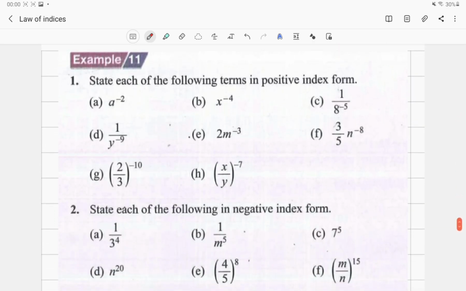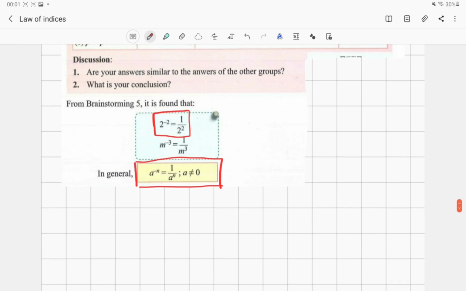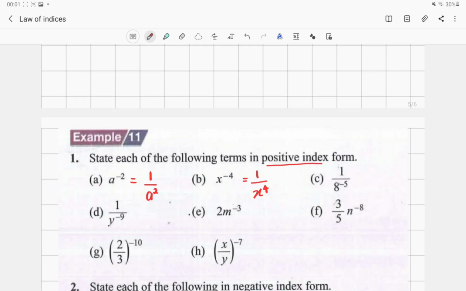Now look at this example 11. State each of the following terms in positive index. So how to write it in positive index? It will be 1 over a power of 2. This one, 1 over x power of 4. Why we get this answer? Because it is based on this law.